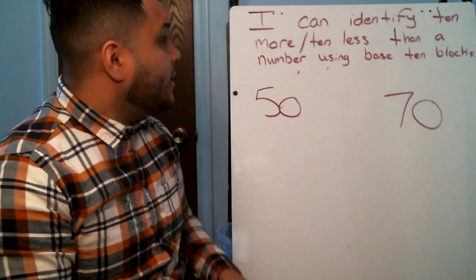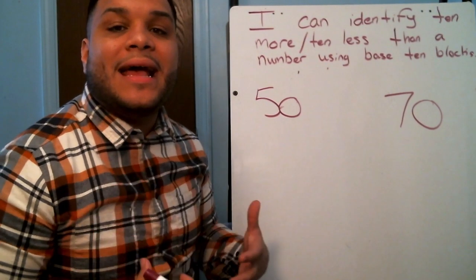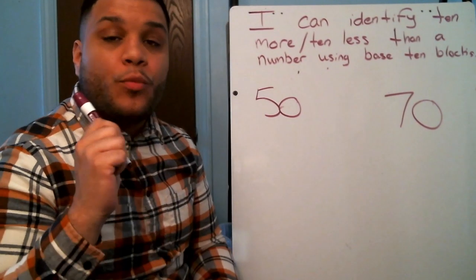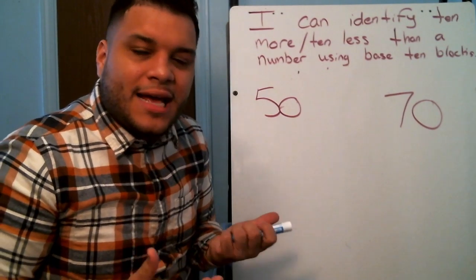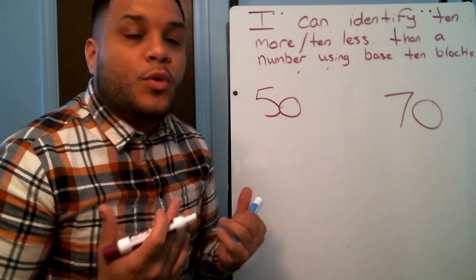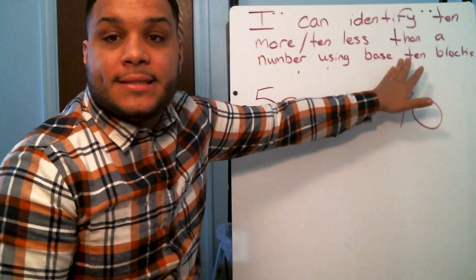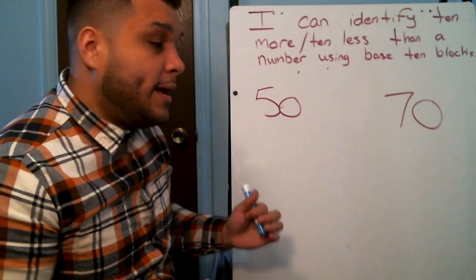So when I'm looking at the number 50, I want to do 10 more than 50. I'm going to use 2 different colors so that we can see what 10 more looks like and what 10 less looks like. Well, the first thing that I have to do is I know that I'm going to use what? Base 10 blocks. So I'm going to draw my base 10 blocks.